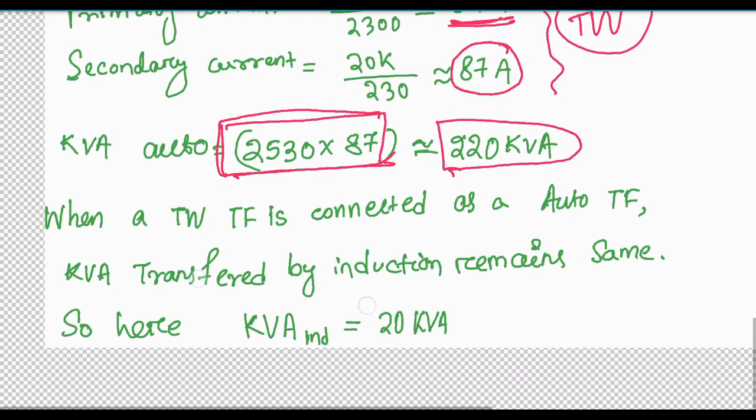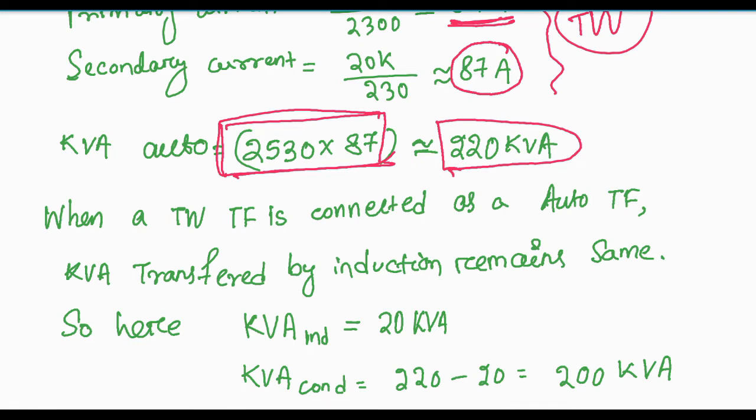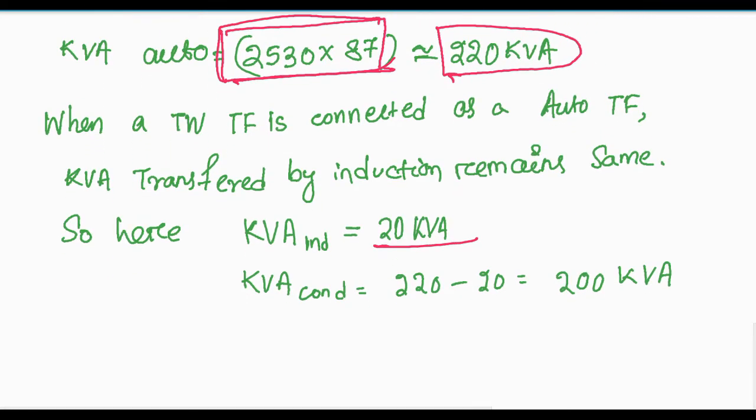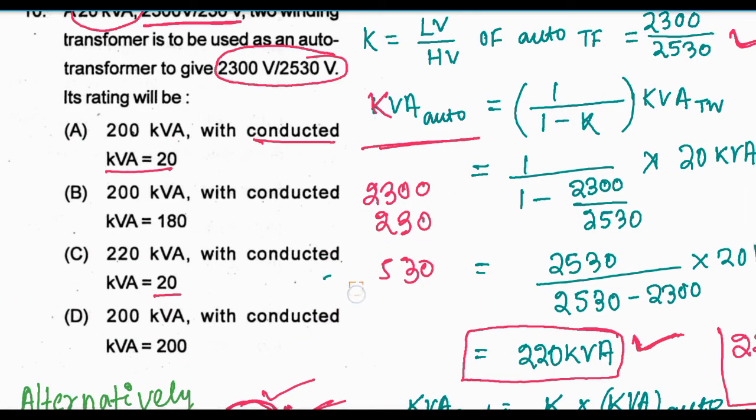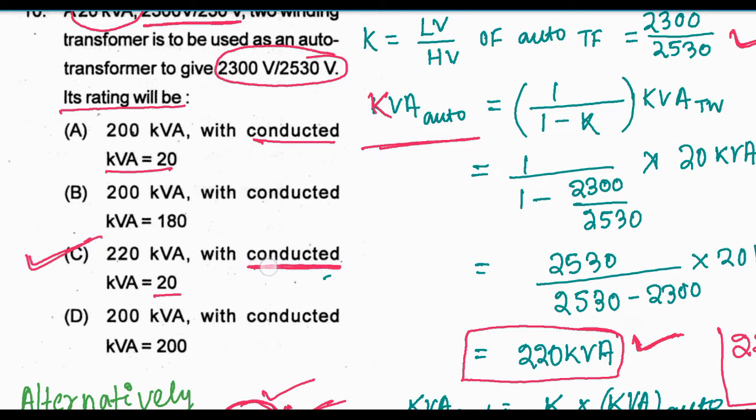And when transformer is connected as an auto transformer, kVA transformer with the induction remains the same as I already explained. So here kVA induction will be 220 kVA, and kVA conduction will be 220 minus 20, that is 200 kVA. So here in the options, no option is given for this one, that is the kVA rating of auto transformer will be 220. So what are the 220 options? Only one, but conducted is given 200. So this is not the option. For this question no option is correct.